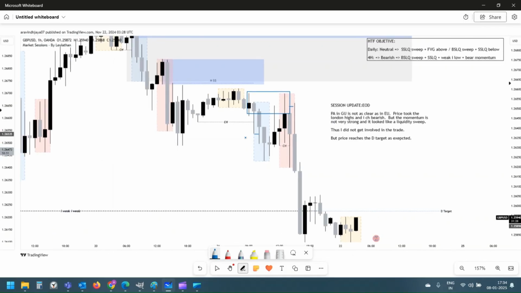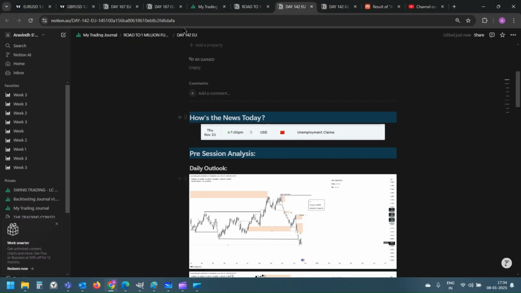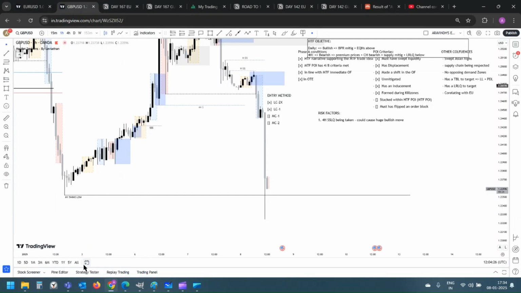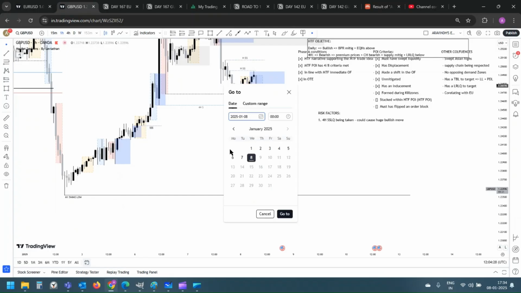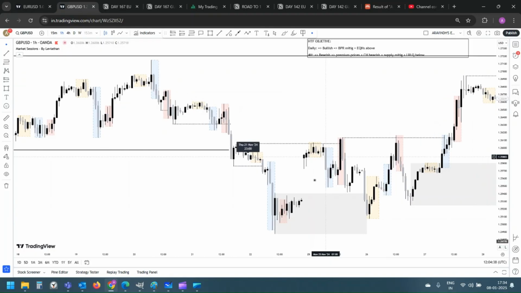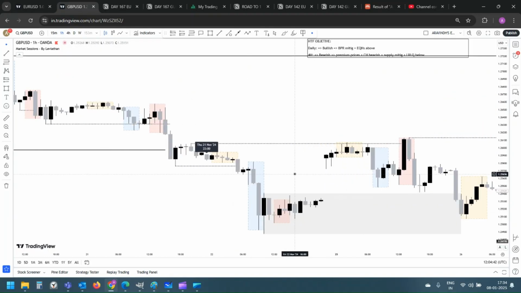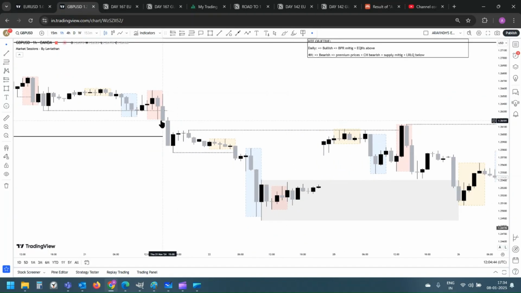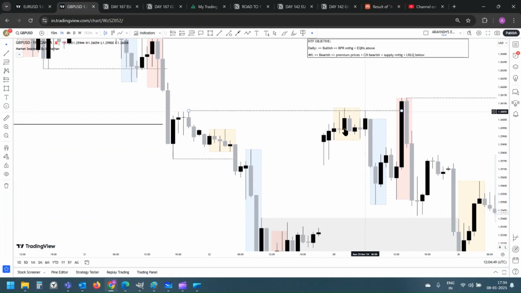Okay, I think I need to investigate this one further. So this is November 22, 2024. I think it's better that I jump into the charts. And this is the missed trade, which I didn't take on November 22. I think I didn't realize it at that point of time. November 21. This is November 20.